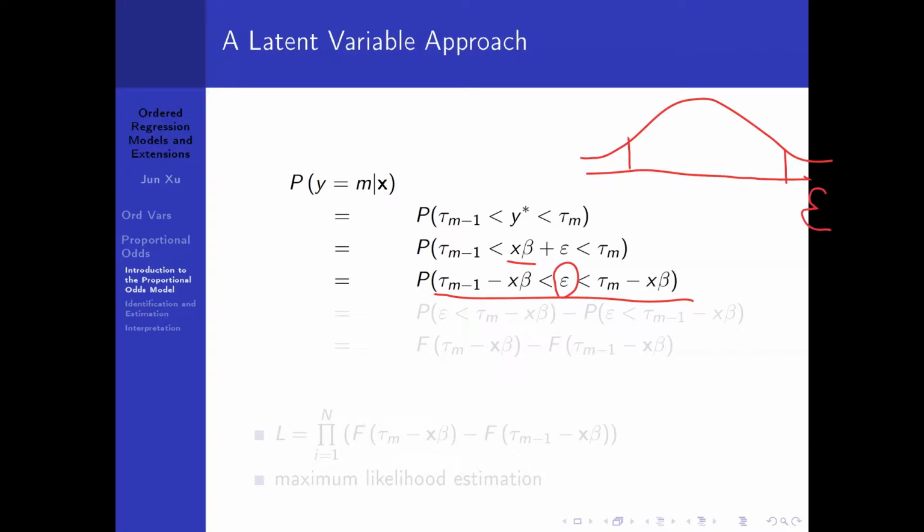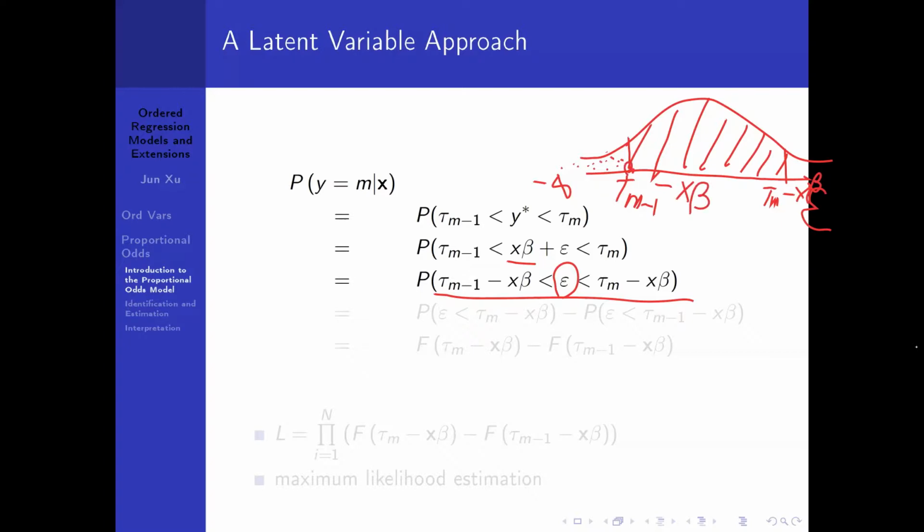For this random variable to fall between two numbers, how do we calculate the probability? It corresponds to the area under the curve. How do we figure out the area under the curve? We apply that probability. So we first calculate the probability from negative infinity to tau m minus x beta. So that includes all the dotted area and the shaded area. Then we figure out the probability up to tau m minus 1 minus x beta.